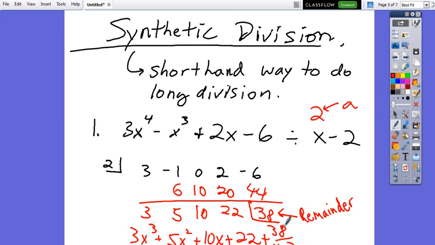Okay? That's a lot. Super easy. This one is easier. Actually, I think tomorrow's quiz I had synthetic division as a bonus.